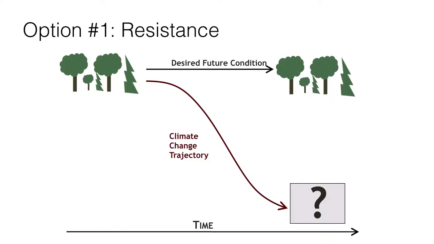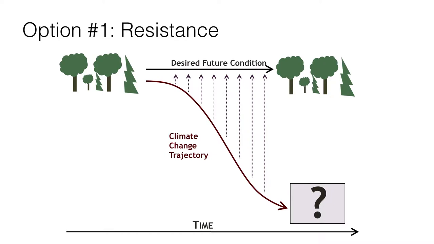resistance adaptation option. With resistance, again, we have our current condition, and that future desired condition is very similar to the current condition on the ground, even as we move toward that climate change trajectory. However, we know that as we move forward in time, the amount of capacity and investment and risk is going to increase trying to maintain that current condition into this uncertain climate future.